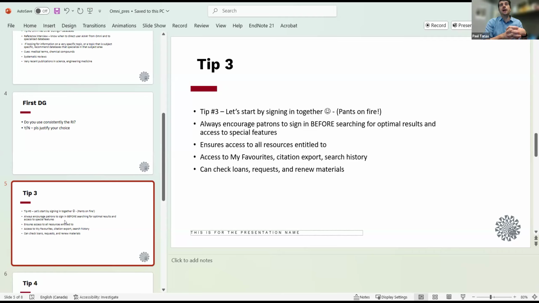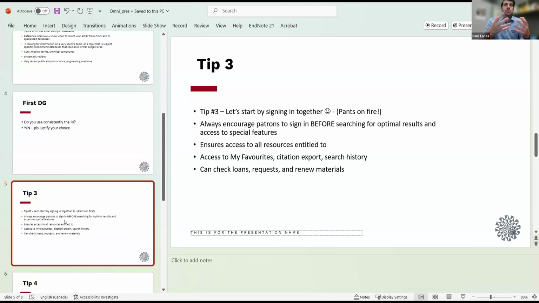to start by signing into their Omni or their library account. I use the plural: let's start by signing in together. The lie here is that I am already signed in. I tend to sign in at the end of my workday or at the beginning of my shift.